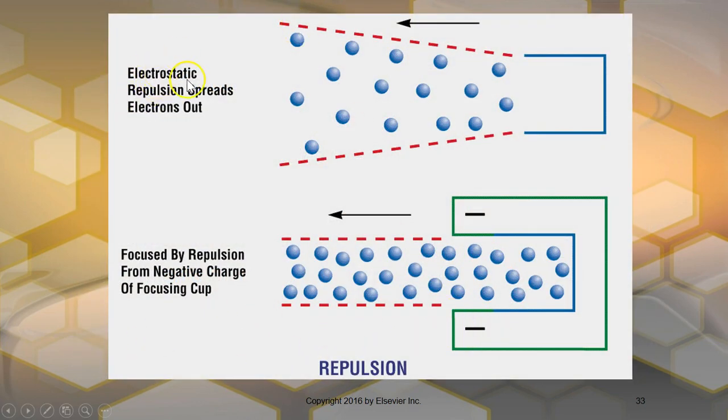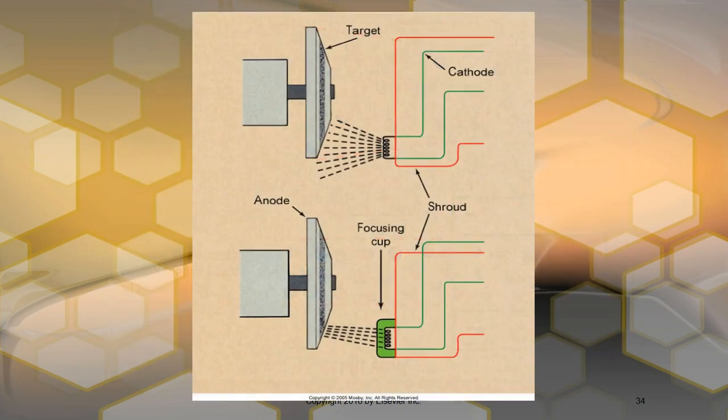So here's the electrostatic repulsion, spreads them all out, but that focusing cup actually brings them in and puts them in a controllable area. And that's what the purpose of the focusing cup is, because if not, they would be spread out like this, and then they would hit the anode target and we wouldn't get the same image that we need to. Here's just another example.